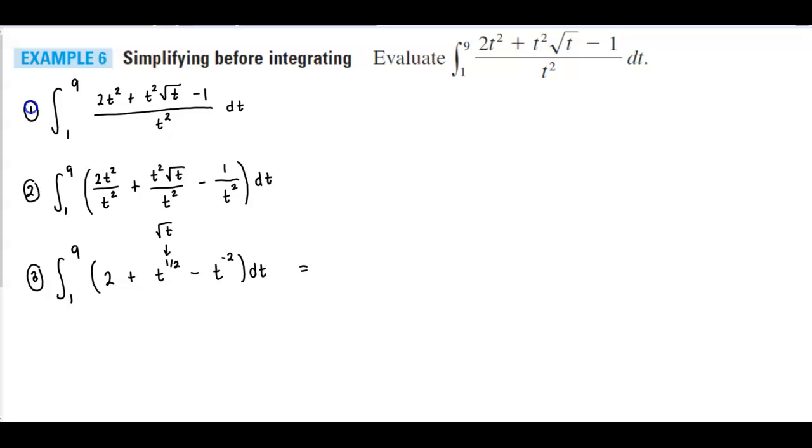Okay, so what do we know about the antiderivative of 2? Well, the antiderivative of 2 is going to be 2t. Okay, what's the antiderivative of t to the 1/2? Well, that's going to be plus t to the 3/2 over 3 over 2. And what is the antiderivative of -t to the -2? Well, that becomes minus t to the -1 over -1. And again, we're evaluating this from the lower limit of 1 to the upper limit of 9.